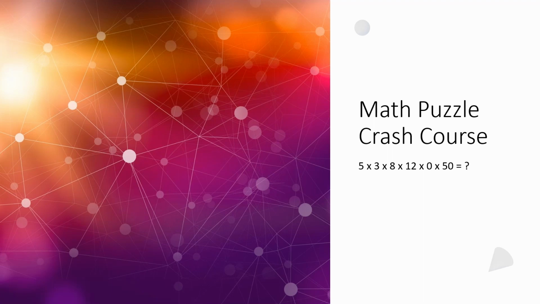I have a really simple puzzle here. I don't even know if I would call it a puzzle, but I'm just going to put this one out there and see how well everybody does with this one. But the problem is 5 times 3 times 8 times 12 times 0 times 50. What does that equal? This one should be a fairly easy one.